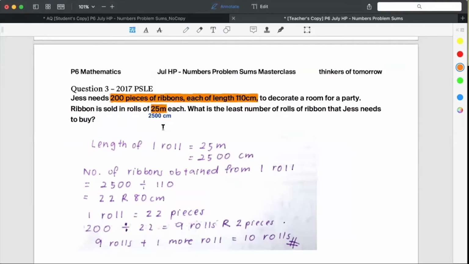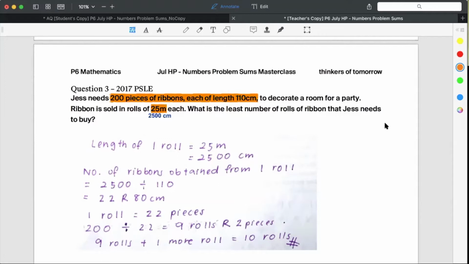That is not correct because you're assuming that the remaining pieces you get can be combined together to form a piece of ribbon, and that is not correct. So what should be the way? First of all, you need to find out, for each row that you buy, how many ribbons you could obtain from one row.